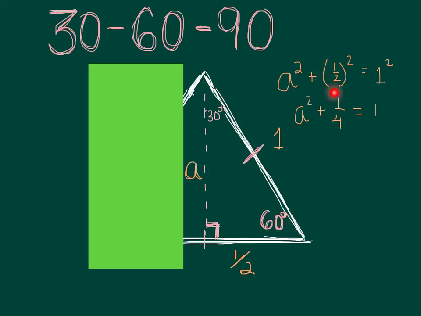Well, I know 1/2 squared, if I was to multiply 1/2 by 1/2, it's going to give me 1/4. And then 1 squared is just 1. So right here I've just rewritten the equation by simplifying a few things. Let's go through the last steps together. So to solve for A, I'm going to now subtract 1/4 from both sides of the equation. So that will cancel out. I'm now left with A squared equals, well, 1 minus 1/4, that's going to be 3/4.